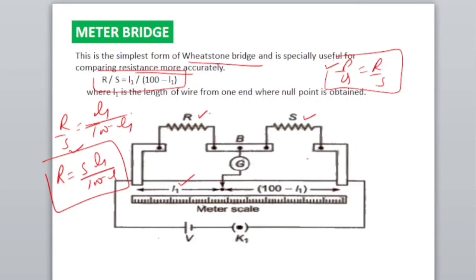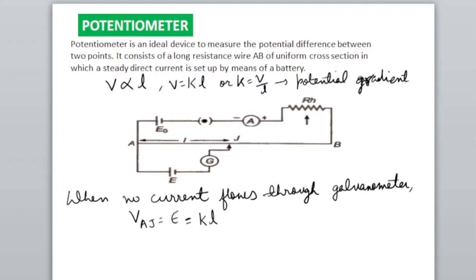Now, the next and last topic of this chapter is the potentiometer. What is it? It is a device which is used to measure the potential difference between two ends.